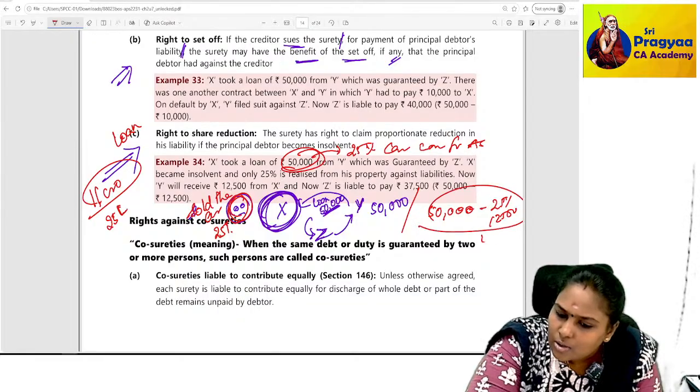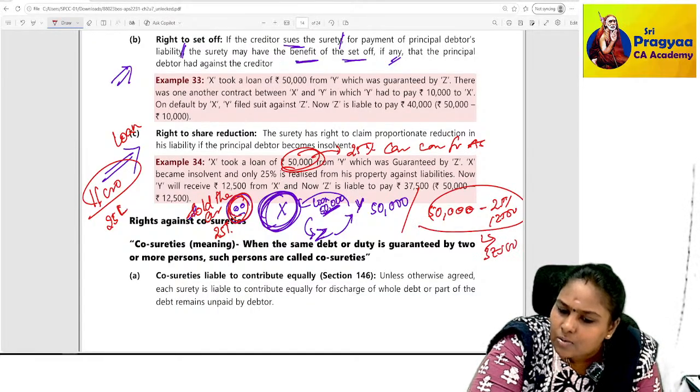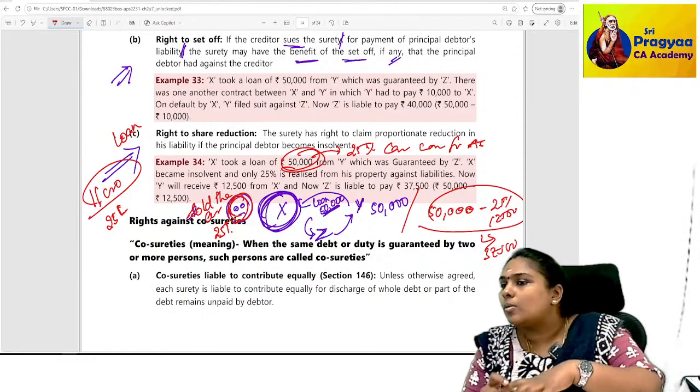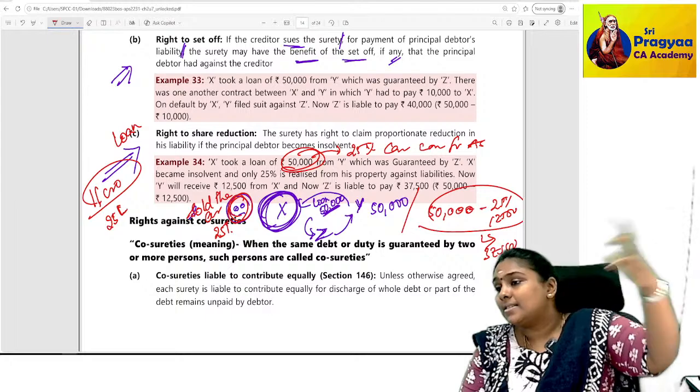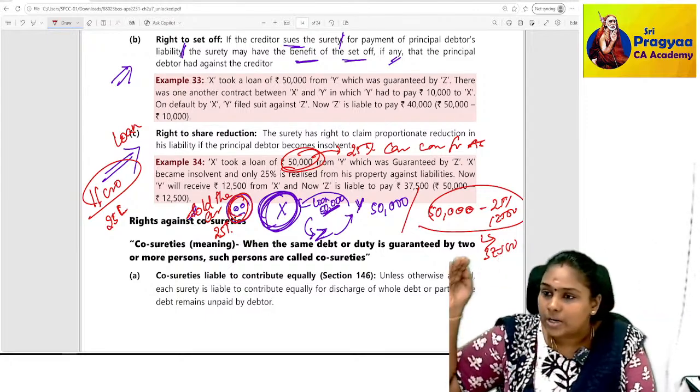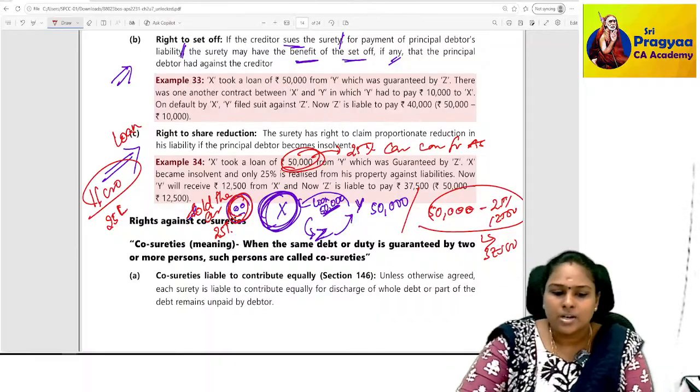Sir, out of this he will pay only 37,500. Because the balance 12,500, where will it come from? From the principal debtor's assets. So accordingly the liability of the surety is going to reduce. Understood? Let us go read.